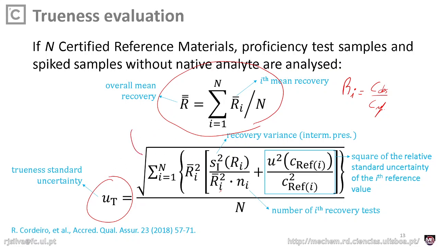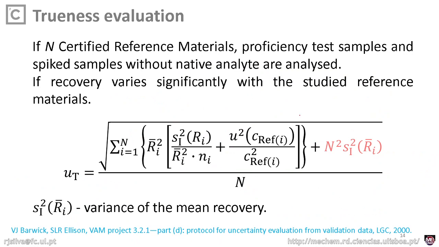And you get to this formula by using the uncertainty propagation law, applying it to this overall mean calculation. If for some reason mean recovery varies very significantly between the different reference materials, you can add an additional term there for that effect. That is the variance of the mean recovery, and we have to multiply by the square of n due to this denominator. And this is based on the VAMP project protocol equation.